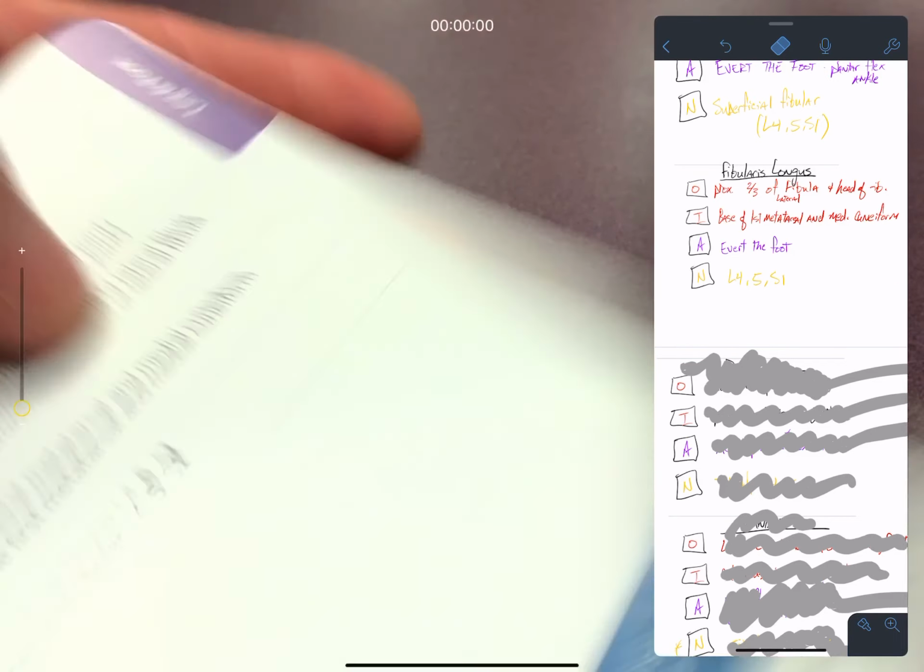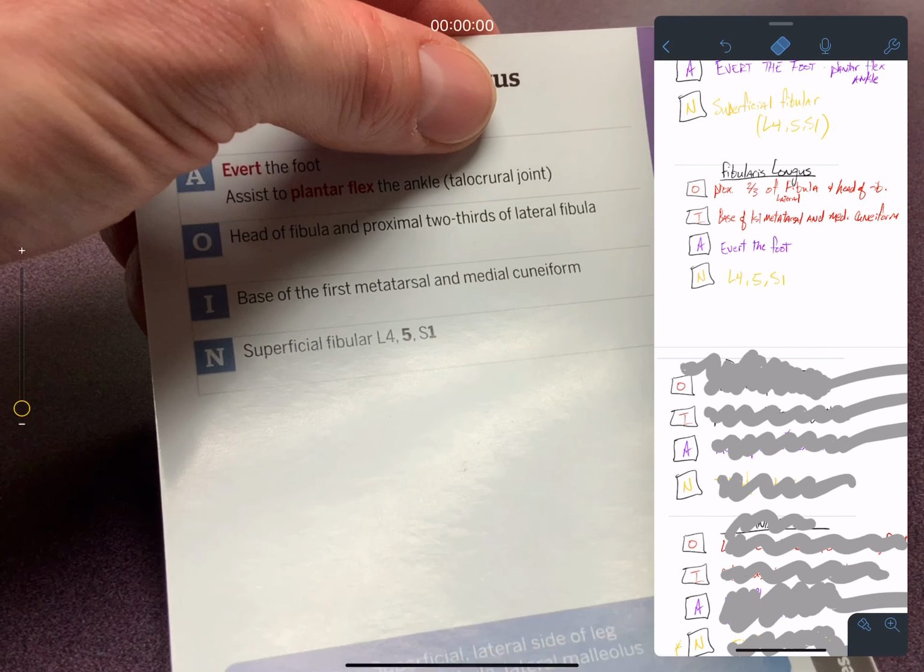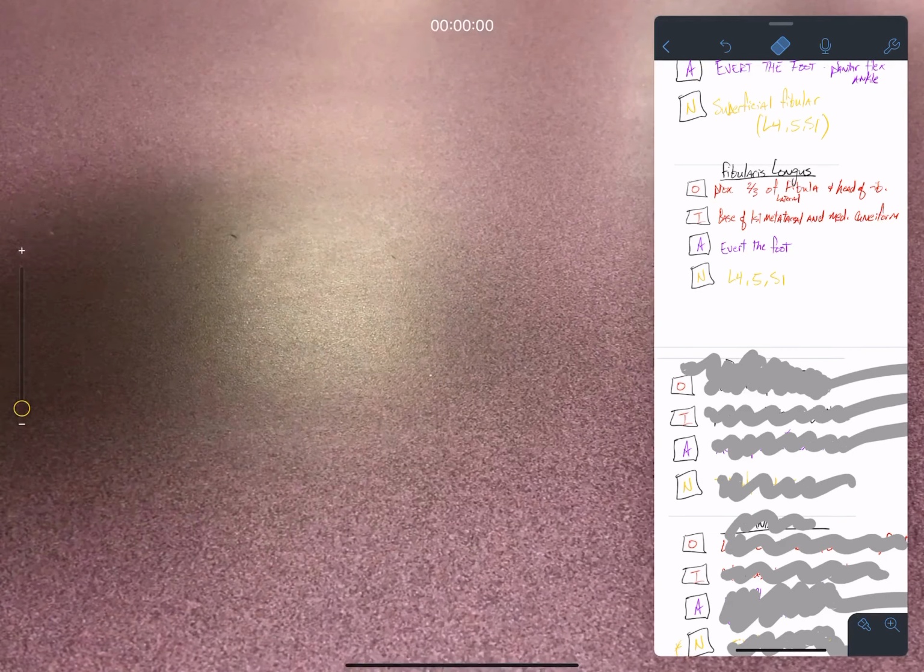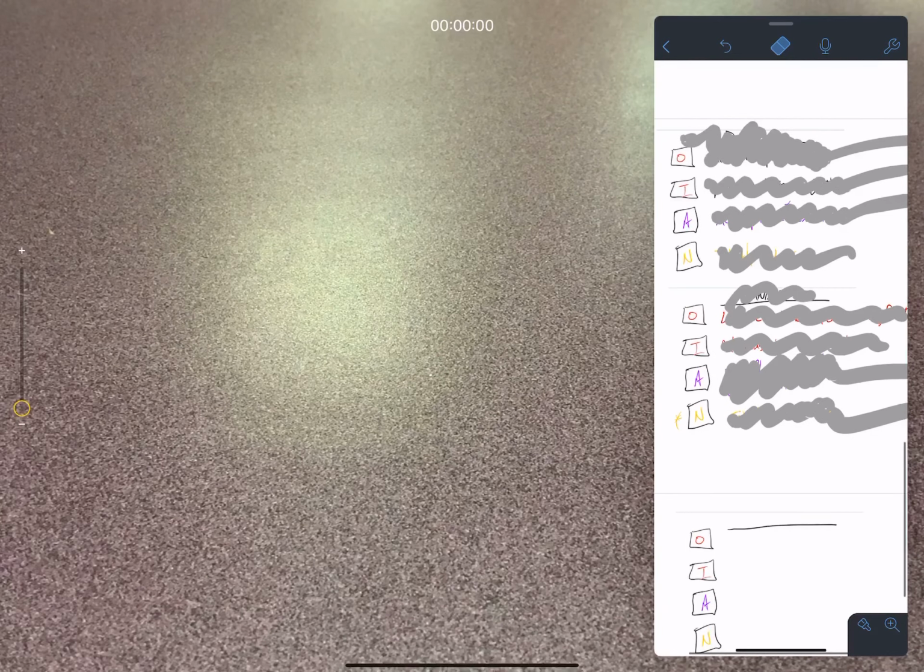Oh man, I skipped the name. The superficial fibular, L4, 5, and S1. I need to add that in. Not doing that right now. We're going to continue on. We've got 2 left.